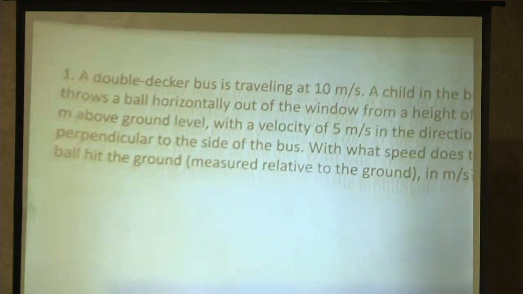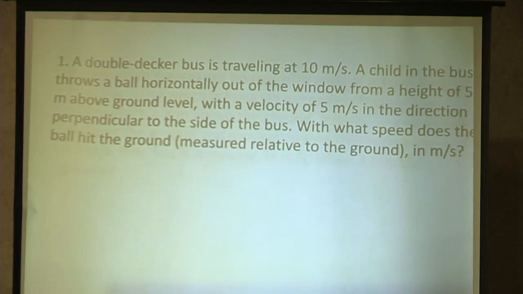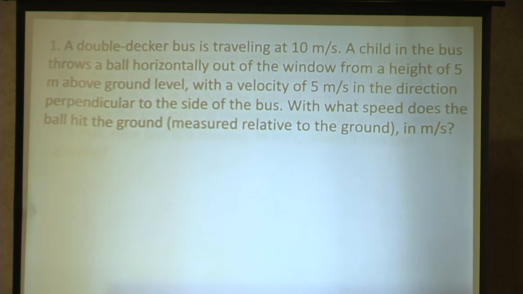This is my first time using a document camera, so I'm sorry if I'm not good at it. For this problem, a double-decker bus is traveling at 10 meters per second. A child in the bus throws a ball horizontally out of the window from a height of 5 meters above ground level, with a velocity of 5 meters per second in the direction perpendicular to the side of the bus. With what speed does the ball hit the ground measured relative to the ground in meters per second?